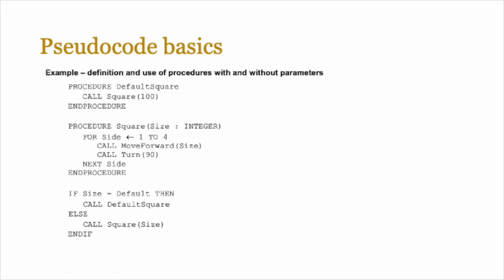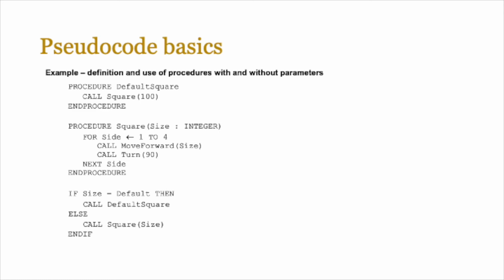And then the AS level stuff begins with things like procedures and functions and all sorts of things like that. So you should be able to define and use procedures with and without parameters. Now, procedure, when you want to define it, you simply say procedure, name of the procedure. In this case, you can see an example called default square.